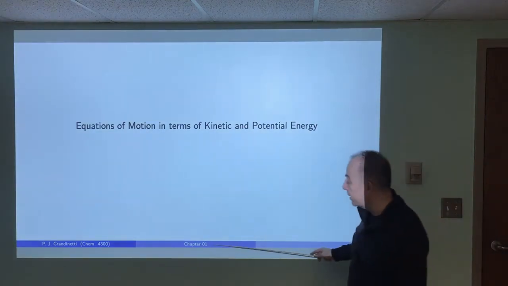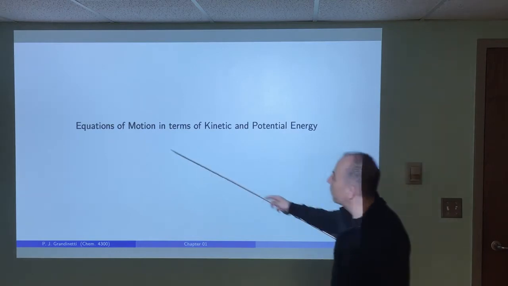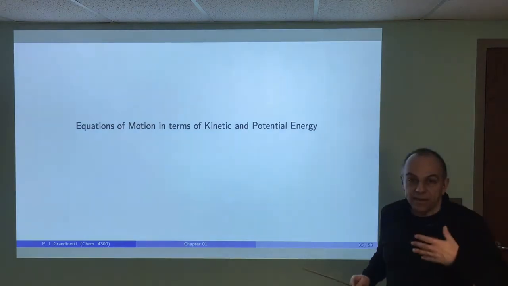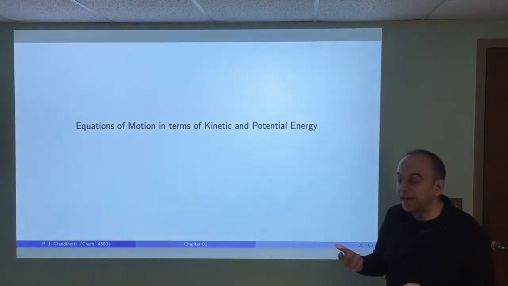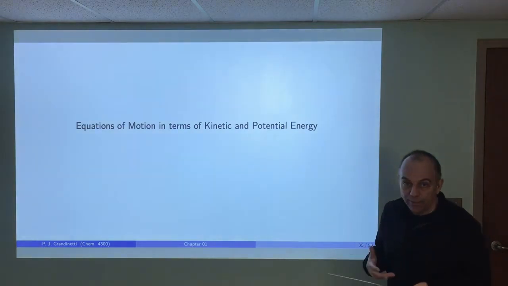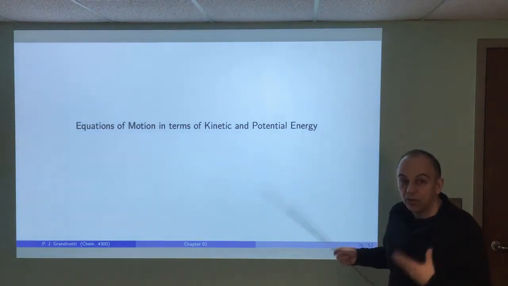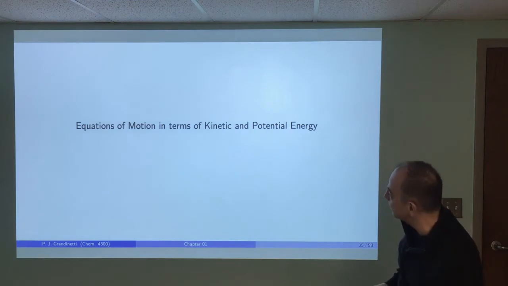In this video we're going to continue in Chapter 1, and now we're going to focus on how we can describe the equations of motion of a system purely in terms of the kinetic and potential energy functions. Now this is going to be particularly important in quantum mechanics, but I'm going to show you here how we can also do this in classical mechanics.